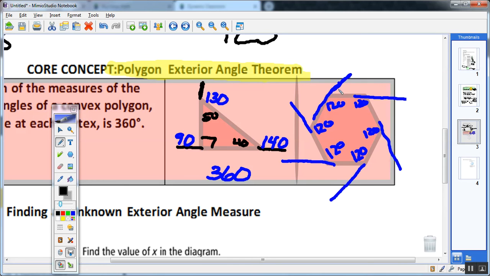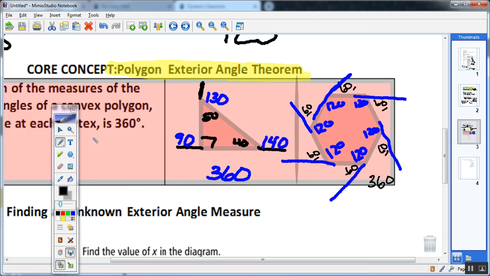What would that make this exterior angle right here? All my exterior angles are going to be what? 60. Sometimes it's twice as much, sometimes it's half as much. I have a question, kids. If you go with the exterior angles, how many 60s do I have around here? There's 6 60s, right? So what is 6 times 60? 360. What's the exterior angle measure sum again?